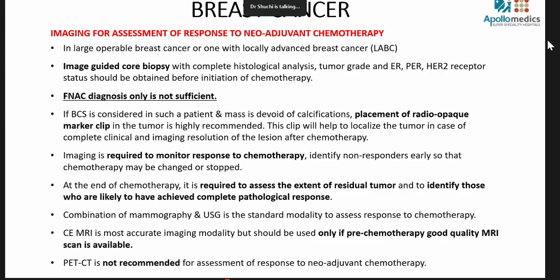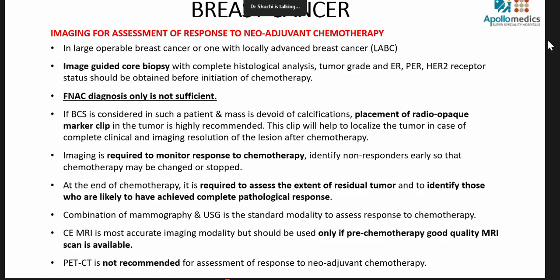How to image a patient for response to neoadjuvant chemotherapy? Here, first the chemotherapy is given and then the patient will be operated later on. In large operable breast cancer or locally advanced breast cancer, you're giving neoadjuvant chemotherapy. So image-guided core biopsy with complete histological analysis, tumor grade, ER, PR, HER2 receptor status should be obtained before initiation of chemotherapy. FNAC is not sufficient. Image-guided core biopsy has to be done.